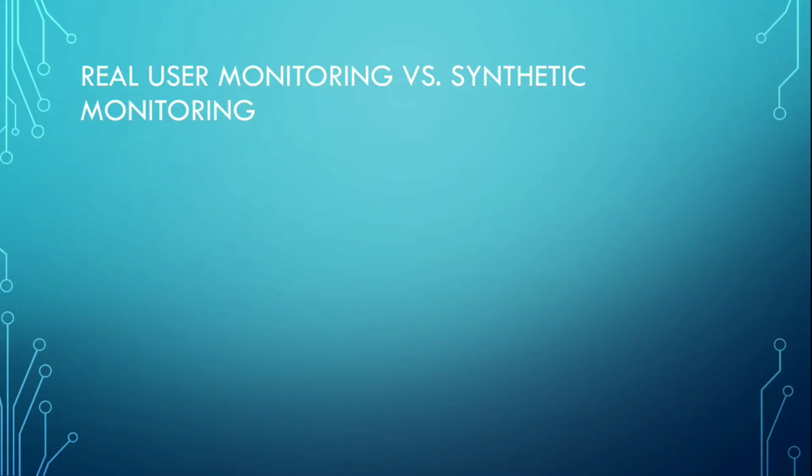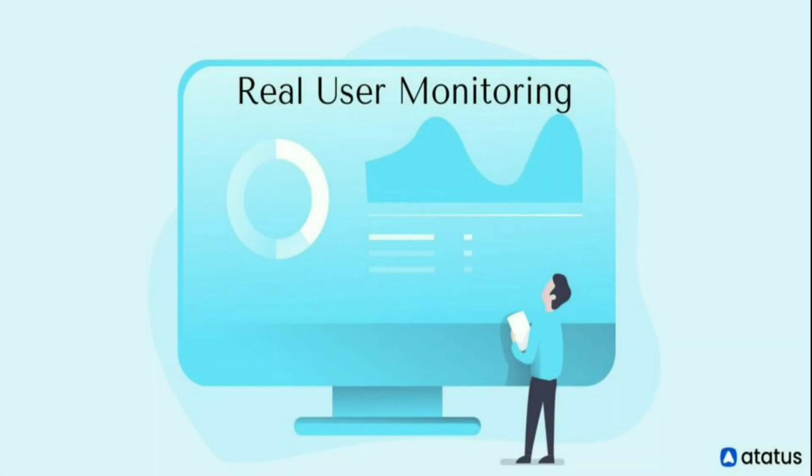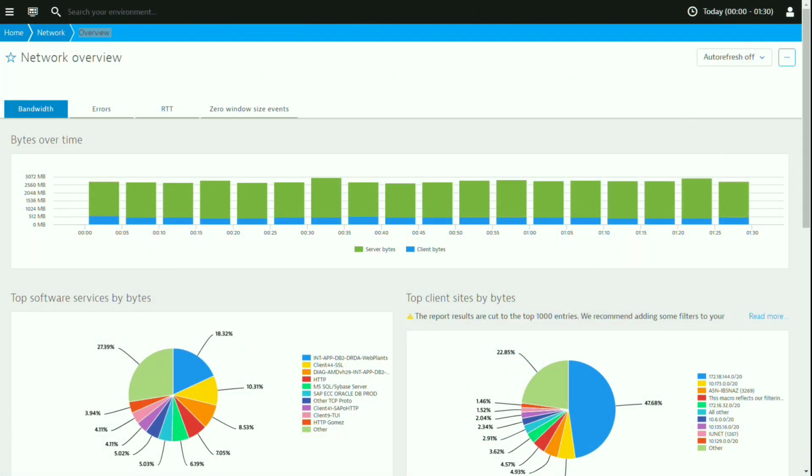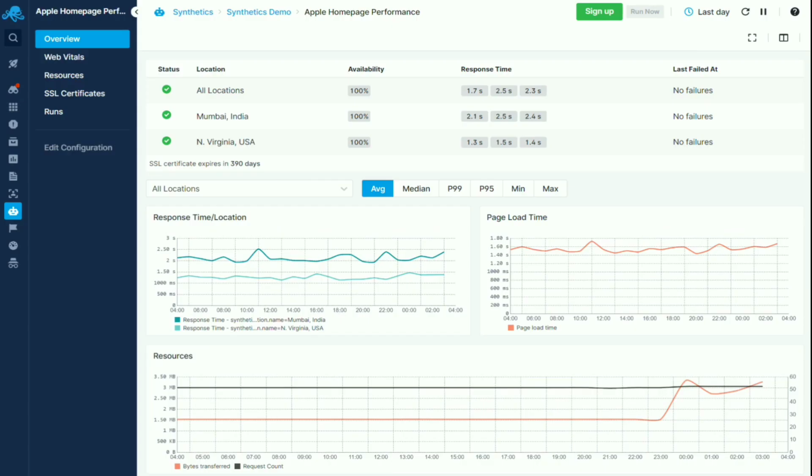In this video, we will be talking about real user monitoring versus synthetic monitoring. Real user monitoring is a form of passive monitoring. We say passive because it relies on services that constantly observe the system in the background, tracking availability, functionality, and responsiveness. By contrast, synthetic monitoring is active monitoring.